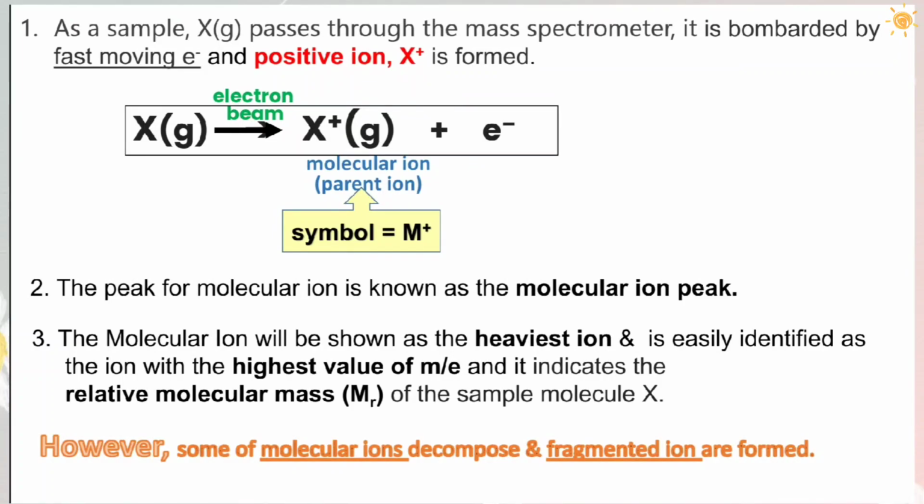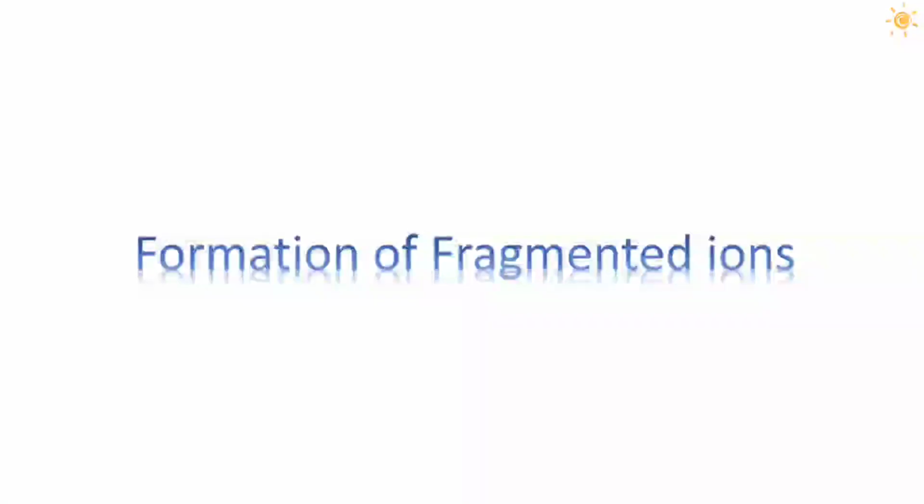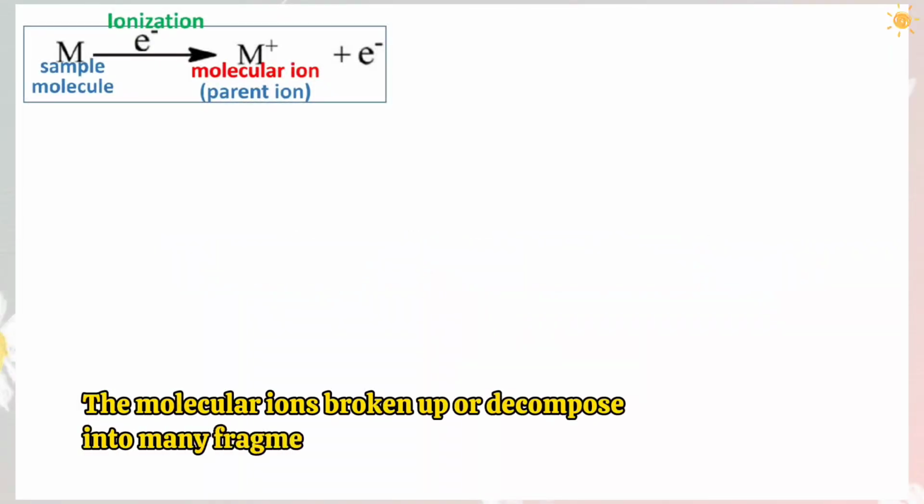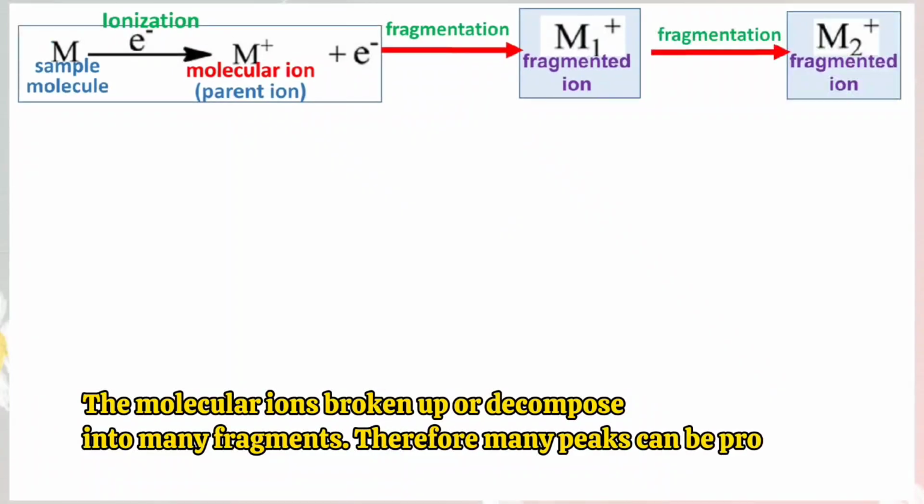However, a molecular ion is unstable and undergoes fragmentation. The molecular ion is broken up or decomposed into many fragments. Therefore, many peaks can be produced.